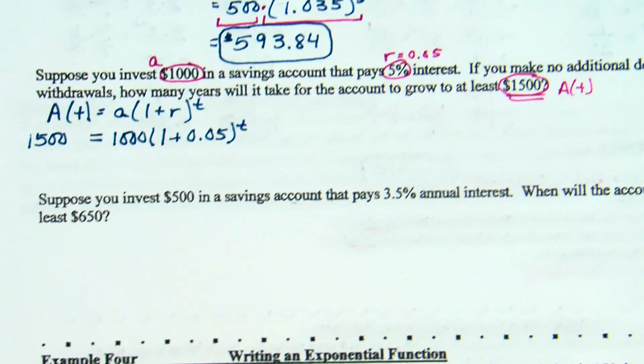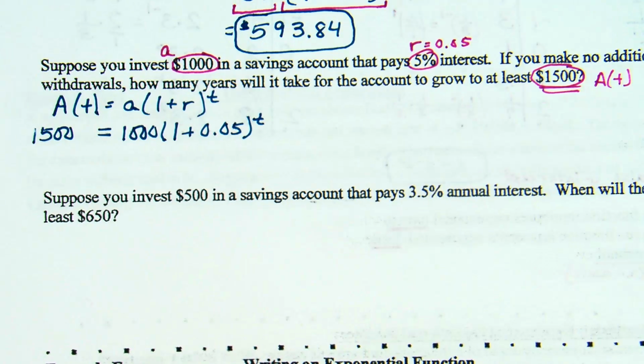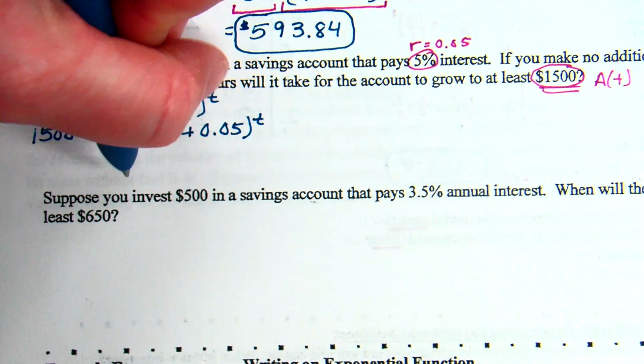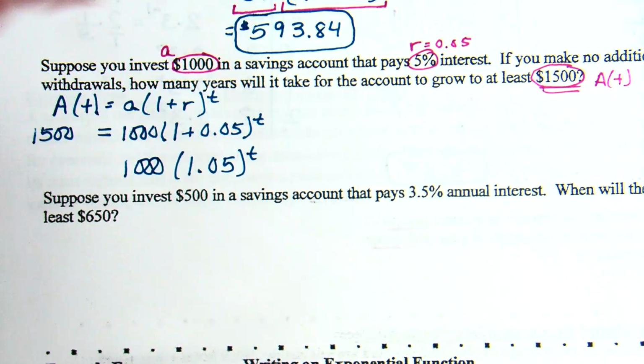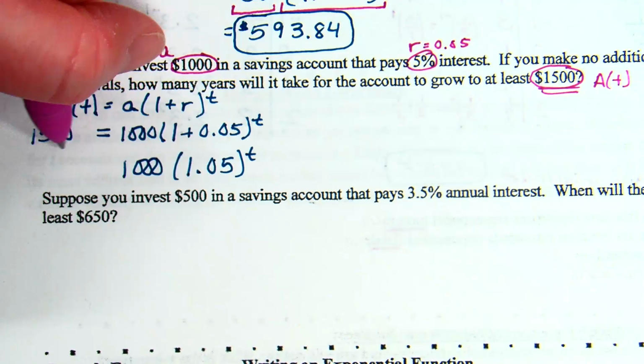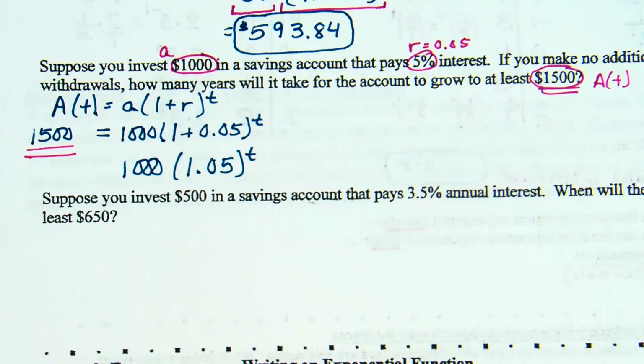So if I write that out, it's 1,500 equals 1,000 times 1 plus 0.05 raised to the t, which you can clean up a little bit: 1,000 times 1.05 to the t. And our goal is to know, when does that equal 1,500?